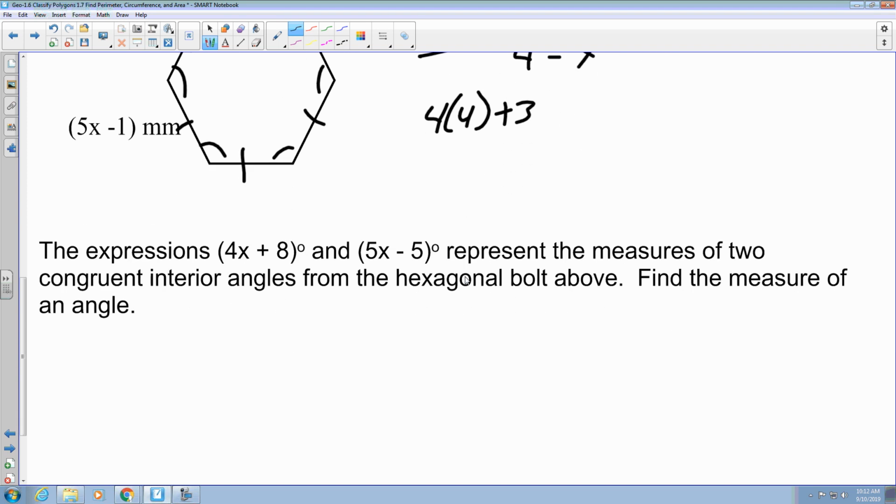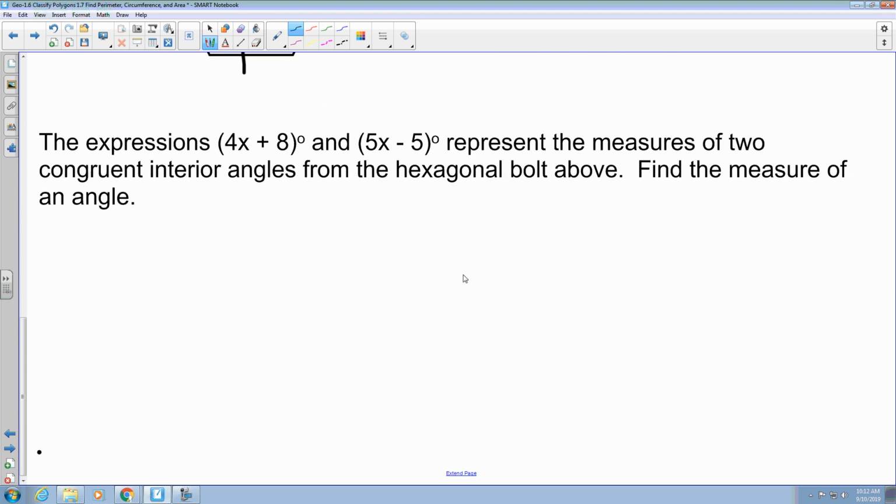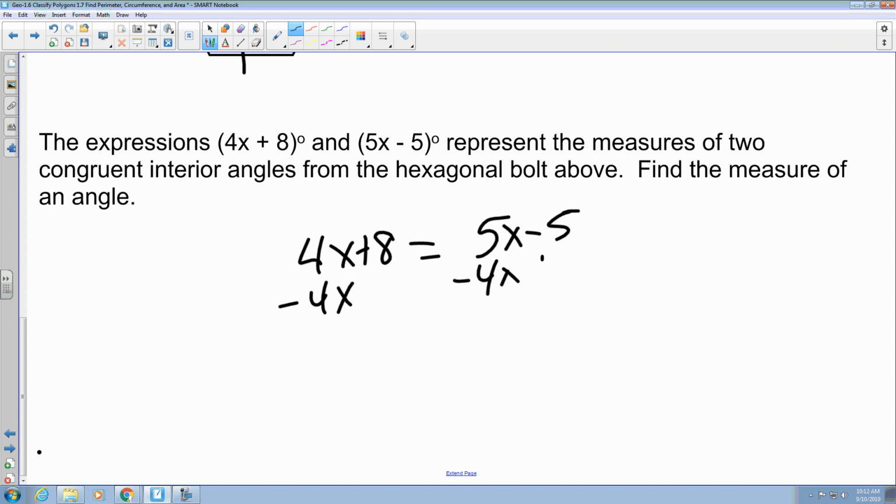On the bottom, this says the expressions 4x plus 8 degrees and 5x minus 5 degrees represent the measure of 2 congruent interior angles of that hexagonal bolt above. They want you to find the measure of that. So same thing. Because they said it was a regular polygon, we can set 4x plus 8 and 5x minus 5 equal to each other. And then we just do the same thing. We subtract 4x. We're going to add 5 to both sides.